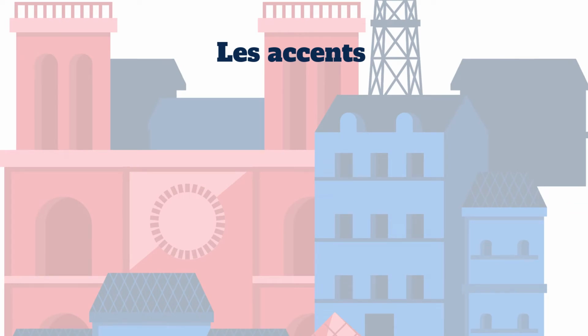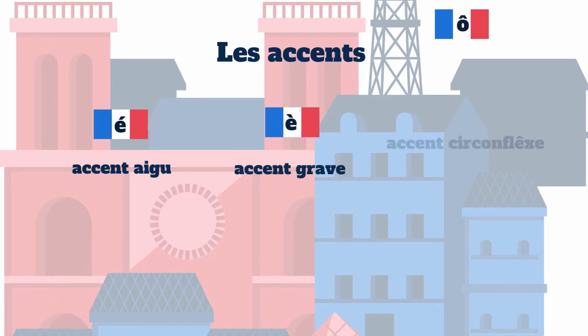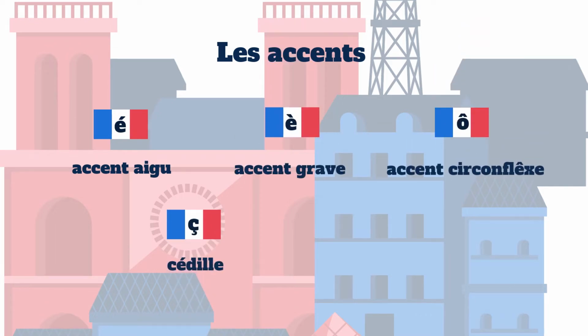There are 5 accent marks in French. We will study each of these individually to see how they affect the letter on which they appear. The 5 accent marks are accent aigu, accent grave, accent circonflexe, cédille, and tréma.